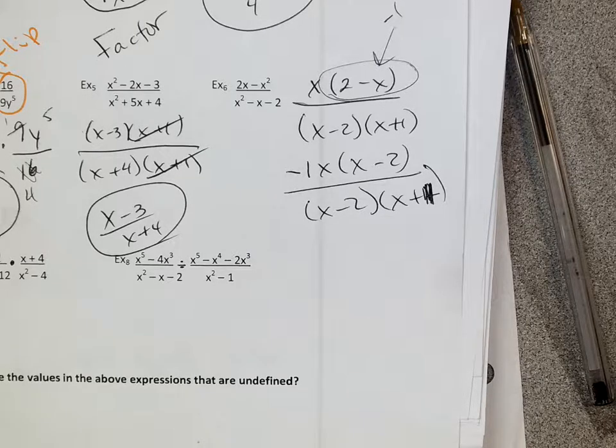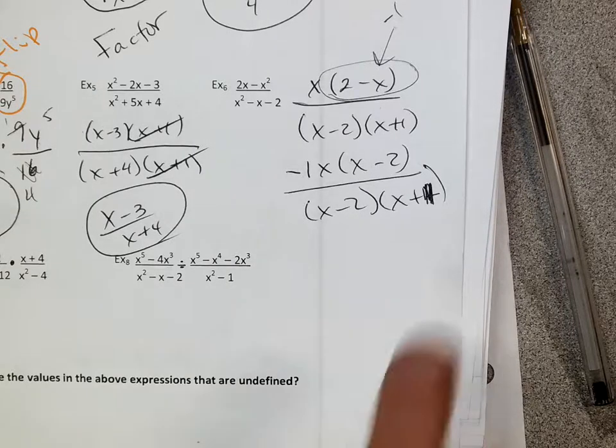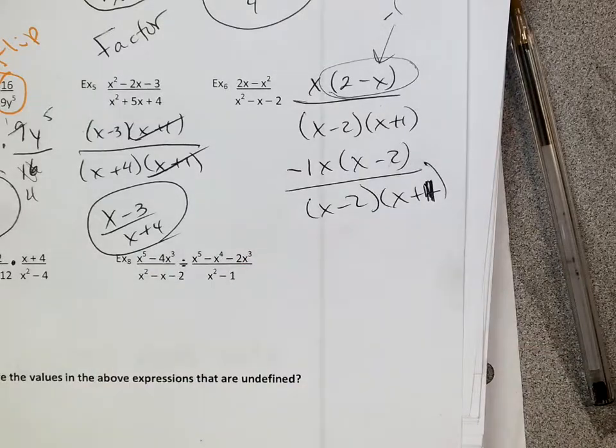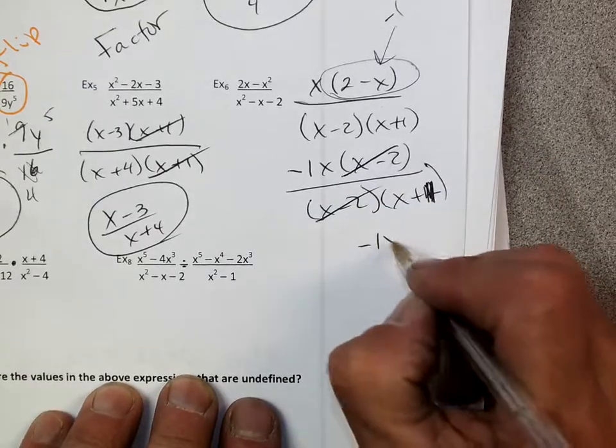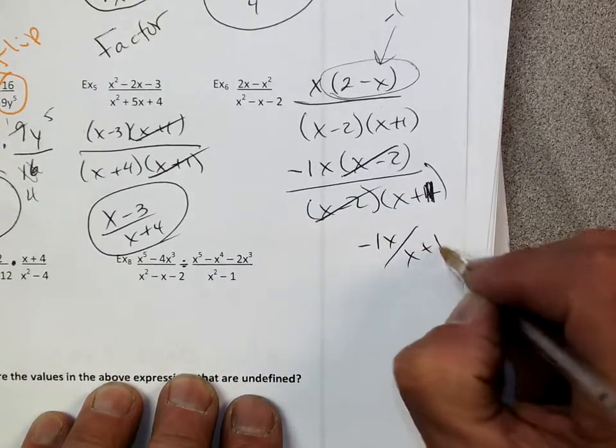What's this times this? Negative x. What's this times this? Positive 2. Right? And I wanted to do that because then I could cancel, right? See, now I can cancel. Tricky, huh? So my answer would be a negative 1x over an x plus 1.